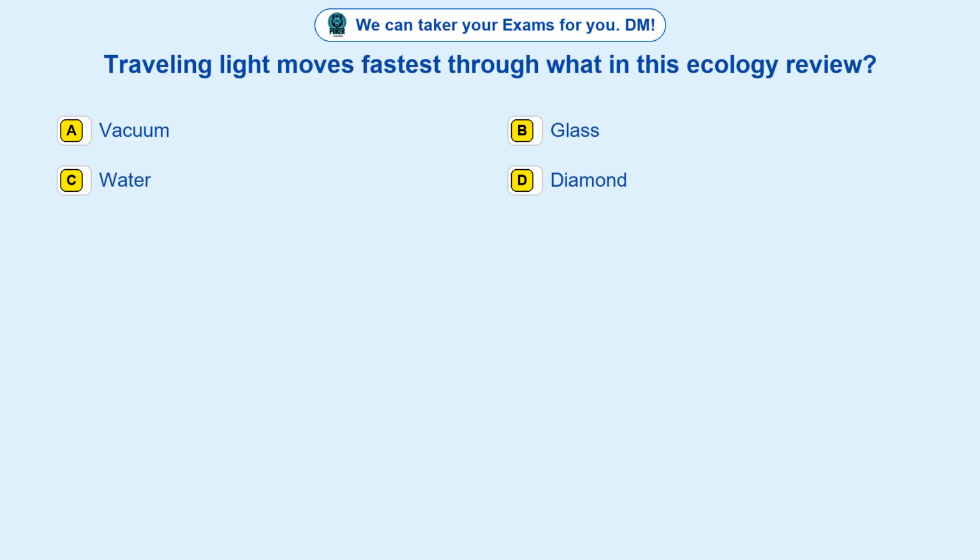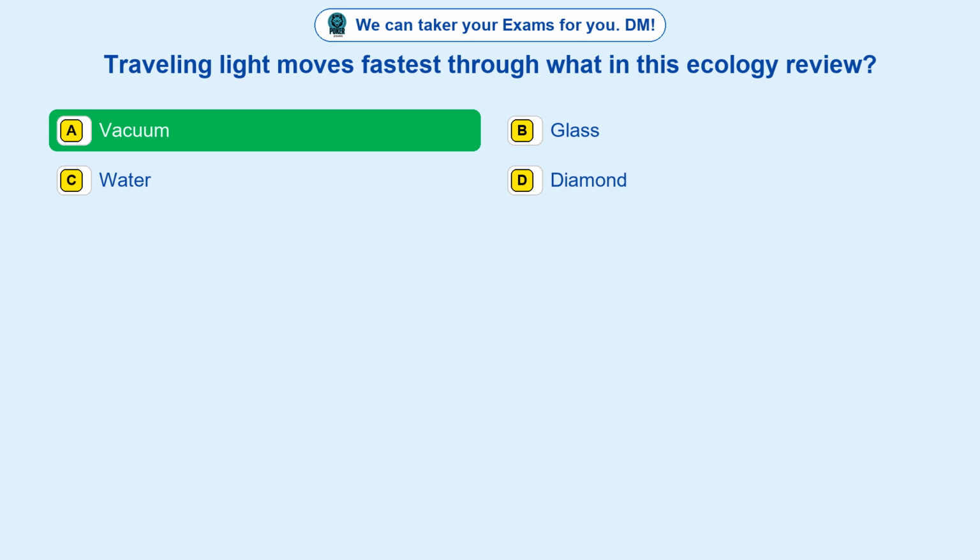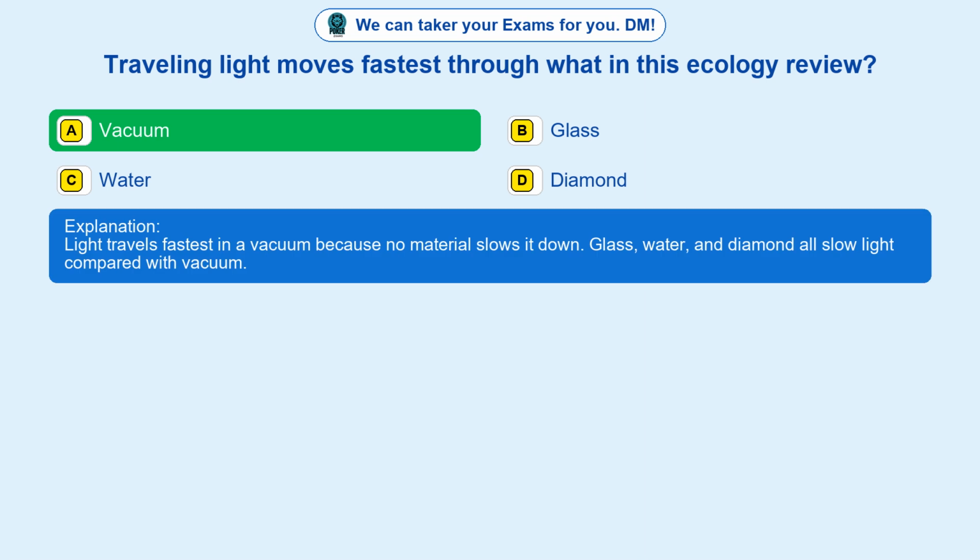Question 66. Traveling light moves fastest through what in this ecology review? Option A, vacuum. Option B, glass. Option C, water. Option D, diamond. The correct answer is option A, vacuum. Light travels fastest in a vacuum because no material slows it down. Glass, water, and diamond all slow light compared with vacuum.